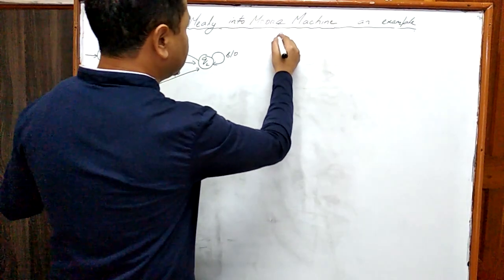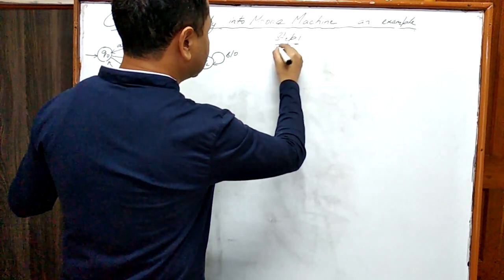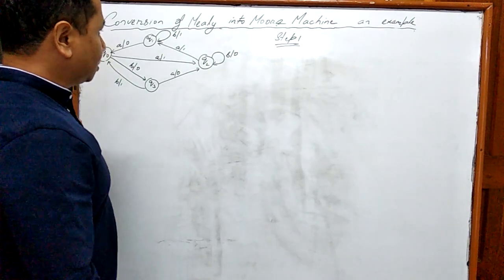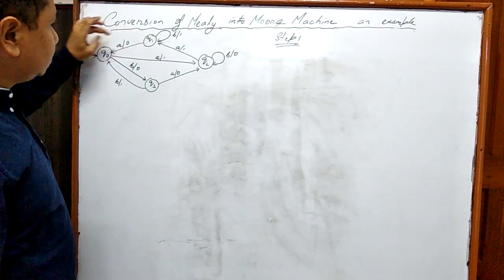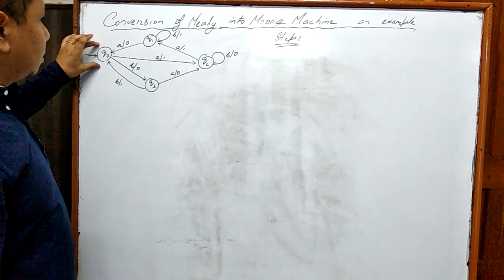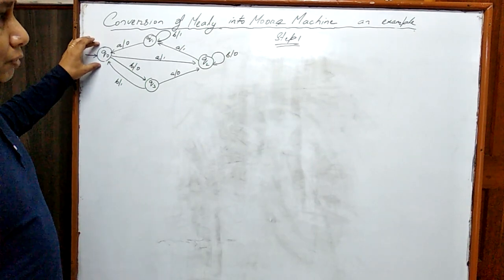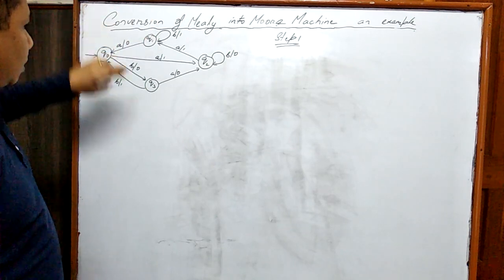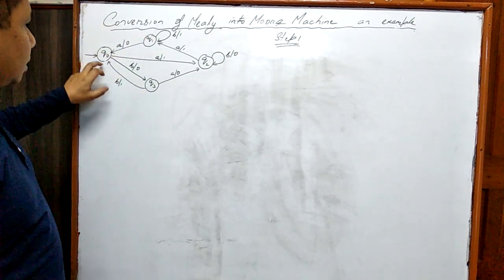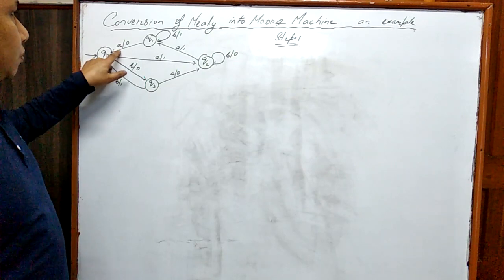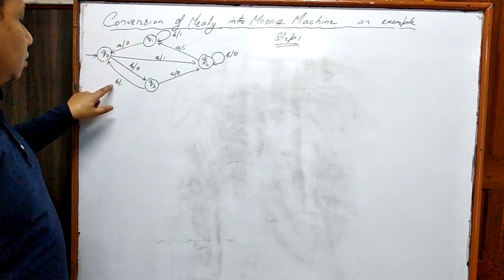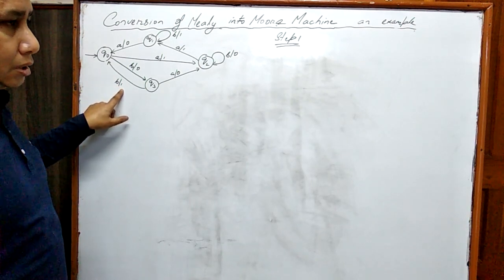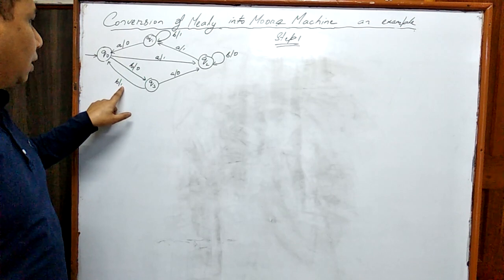So let us go to step number 1. We'll mark it as step number 1. Now the first thing we have to know is, let's go to Q0. If you see Q0, you'll find that there are two incomings to Q0. One is Q1 and one is Q3. Each has an input of A and an output of 0, and an input of B and an output of 1. So you notice here that the outputs are 0 and 1 respectively.